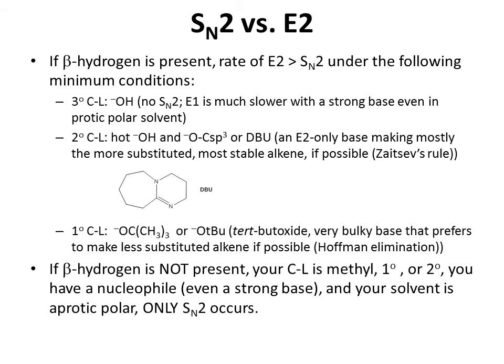If a beta hydrogen is not present, your carbon bonded to the leaving group is methyl, primary or secondary, and you have a nucleophile, even if it's a strong base, and your solvent is polar aprotic, the only reaction that you're going to get is SN2. Remember, without the beta hydrogen, you can't get elimination. So even if you have a strong base, you're still going to get SN2.